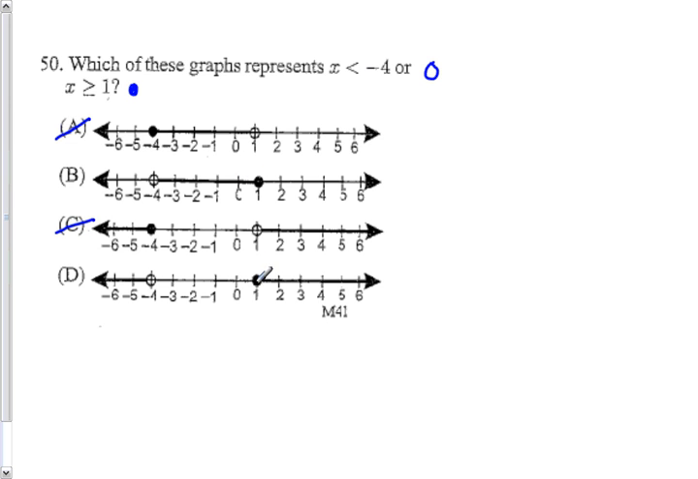So now I come down to D, and D is a closed circle at 1, which is what I want because it has the equal to bar underneath the inequality. And then it goes to 2 and 3 and 4, and those are all greater than 1. So bingo, that's what I want. I'm going to rule out B, and my answer is going to be D.